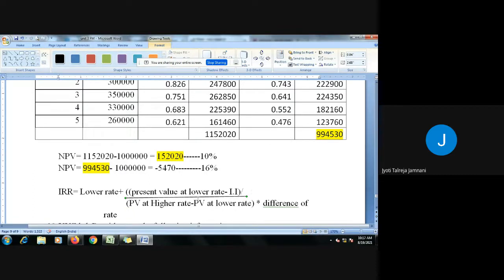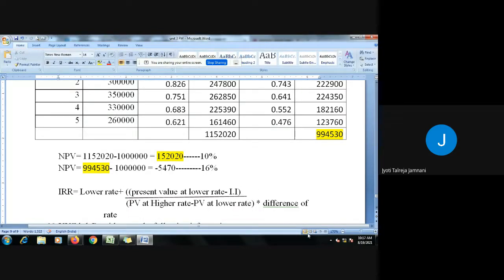So it is like this: lower rate plus this lower rate is separate. This entire division is in one bracket. So it is low, and this difference also has to be multiplied by the entire equation. I'll just show.